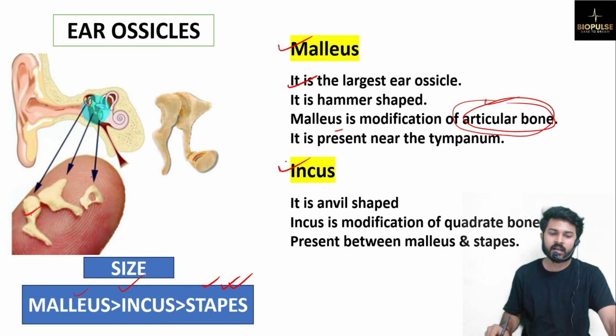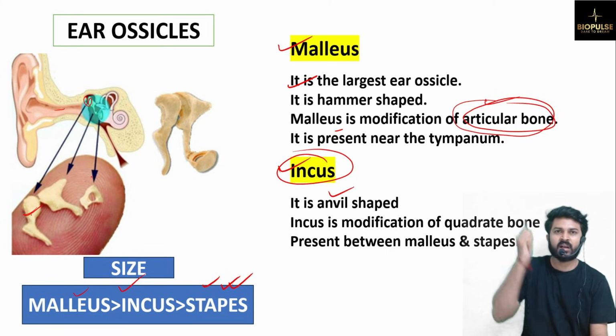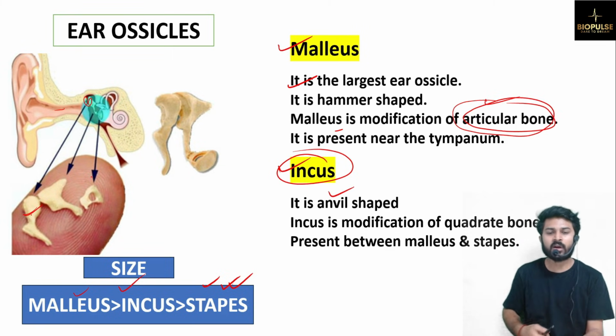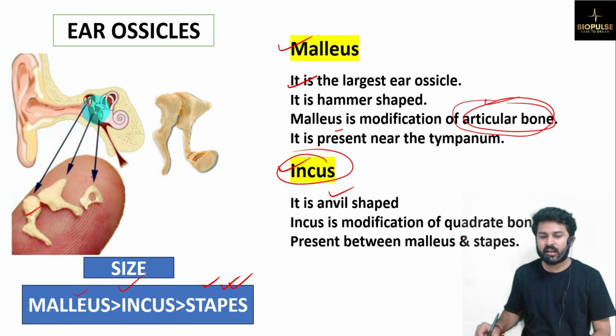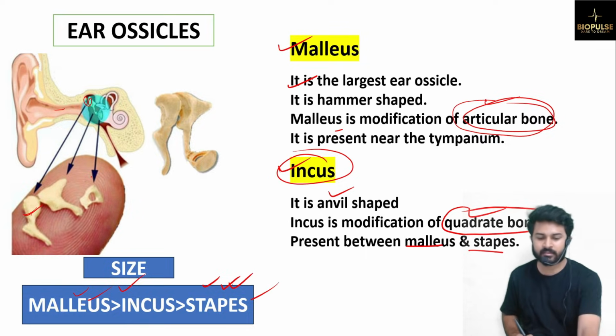The second one, let's see about the incus. They can ask what the shape of the incus is. The shape of the incus is anvil shaped. What is an anvil? When you take a hammer and want to crush something to make a sheet, that base is called an anvil. So anvil shaped means you have to opt for incus. Similarly they can ask which bone the incus is a modification of. Then you have to tell quadrate bone. And where is it present? You have to tell it is present in between the malleus and the stapes.